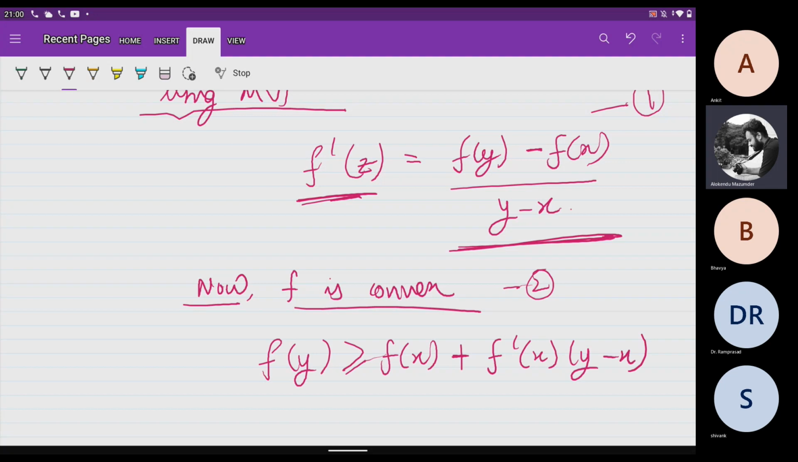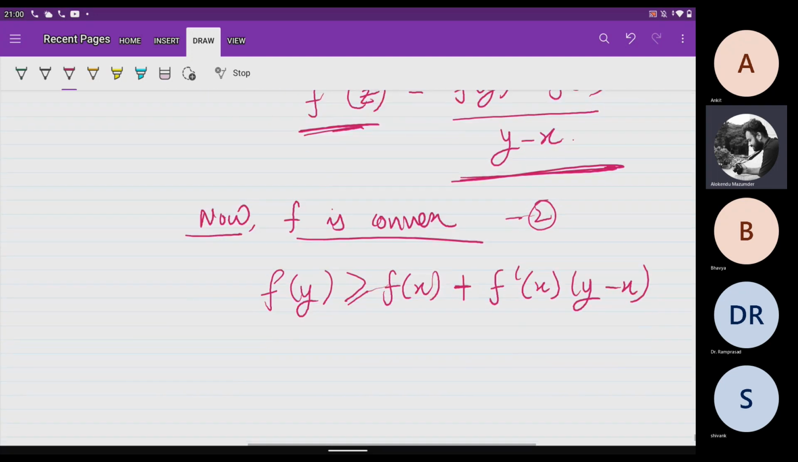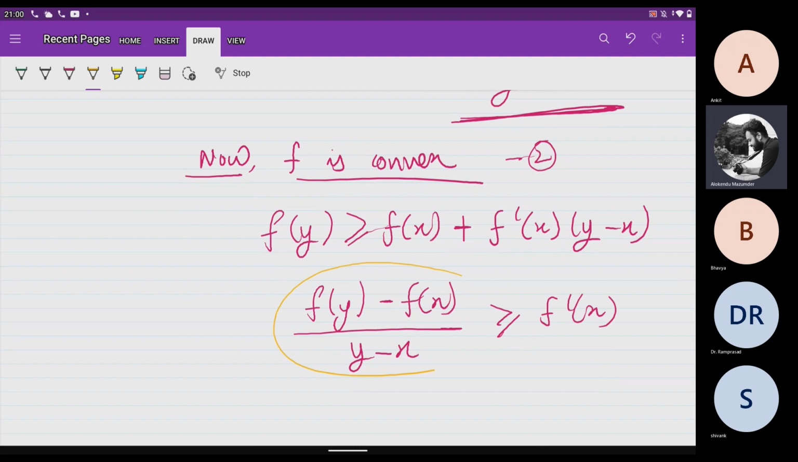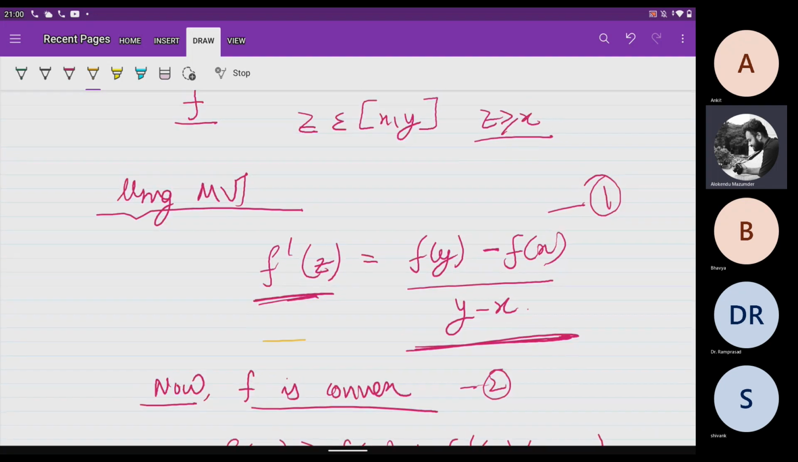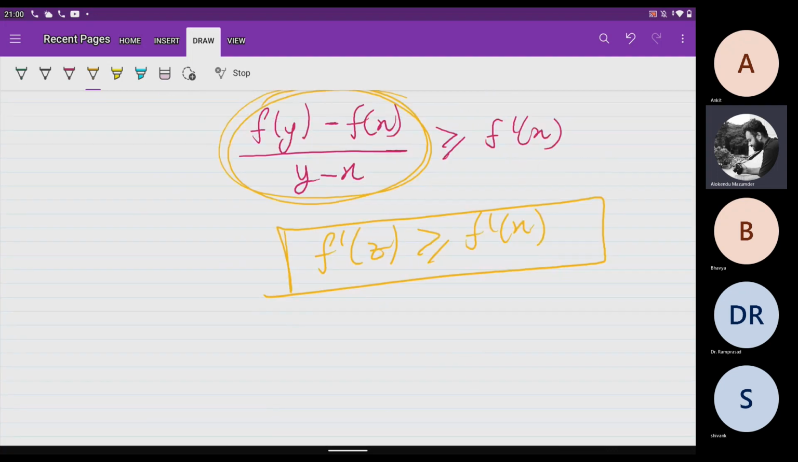This is the earlier property that I introduced at the start of this lecture and at the end of the previous lecture. If f is convex, then I can write it like this. Now I can rearrange the terms. Now, what is this thing from equation 1? This thing is nothing but f dash of z. So hence we prove that the gradients are non-decreasing.